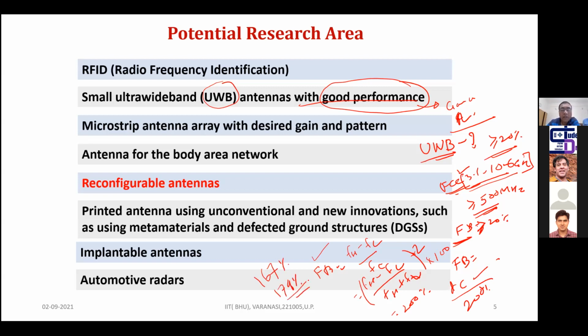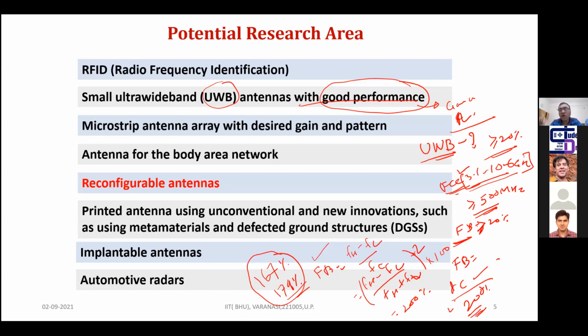Maybe sometimes you never think about why this frequency band is coming. You are just focusing on this particular 3.1 to 10.6 gigahertz band and its center frequency, right? Just think about how this figure comes. Theoretically it is possible to achieve up to 200%. So these are potential areas.